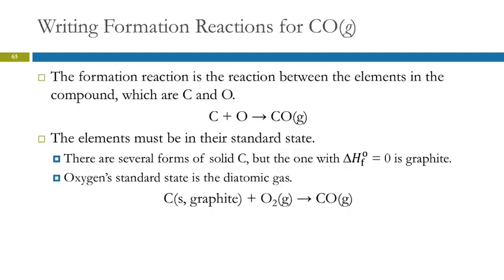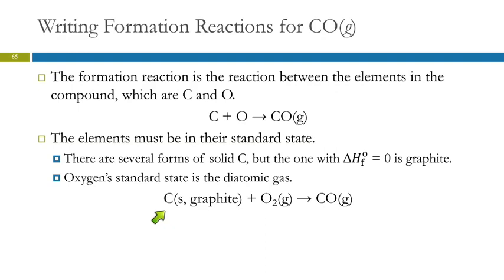So let's look at carbon monoxide. Carbon monoxide is composed of carbon and oxygen. Those are the two elements, but we have to figure out what the standard states are. So we look at the table and figure out which ones are 0. For carbon, it's solid graphite. For oxygen, it's O2 in the gas state. Okay, so we found out what the standard states are for these.